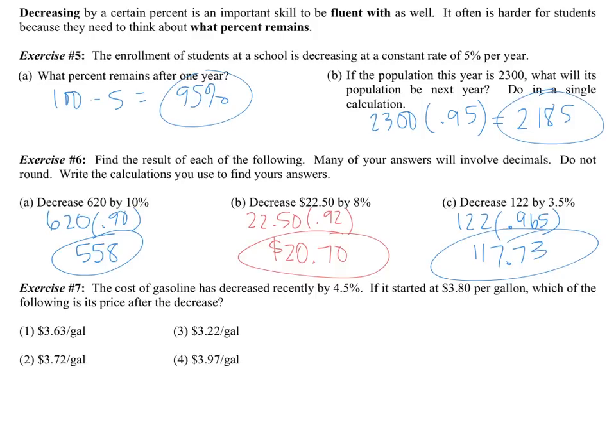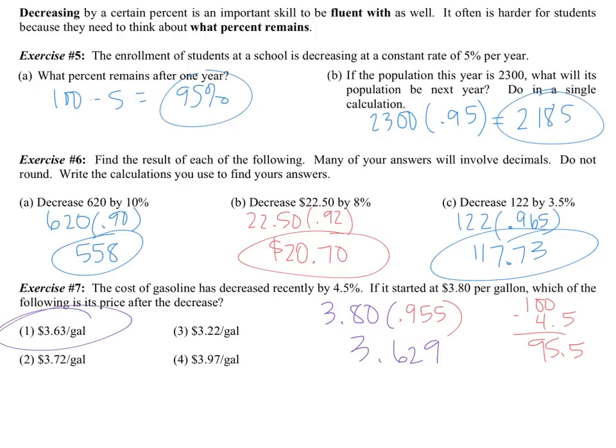Finally, the cost of gasoline has decreased recently by 4.5%. If it started at $3.80 a gallon, which of the following is its price after the decrease? So again, what is 100 minus 4.5? Well, 100 minus 4 is 96. So minus another 0.5, and we get 95.5. So 0.955. We multiply those, and we end up with 3.629. So $3.63 per gallon.